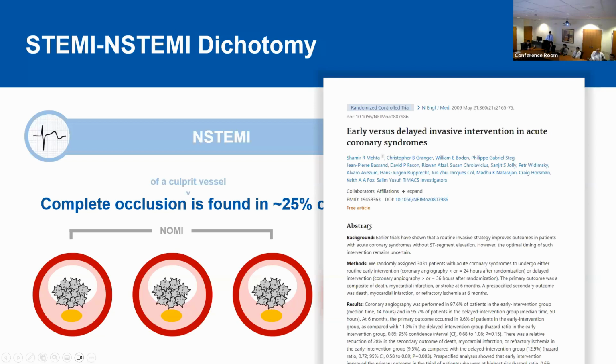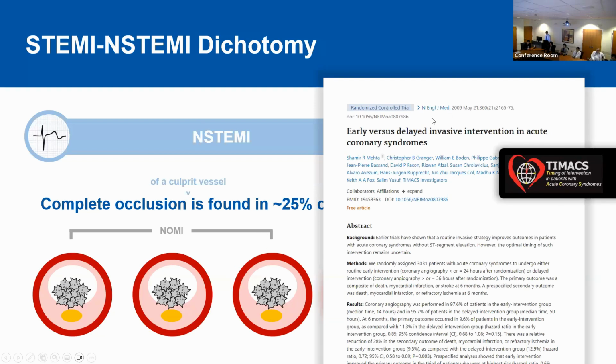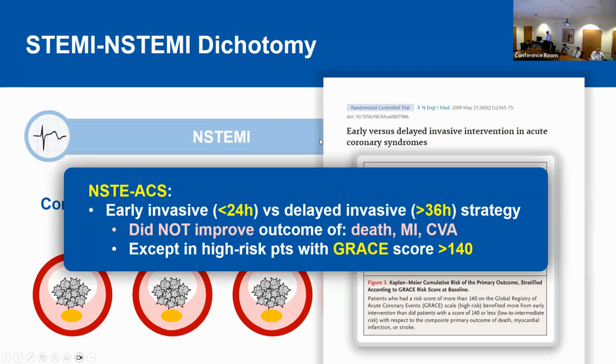So the reason that the guidelines have such confidence in this kind of conservative approach to NSTEMIs lies in 2 major trials, the first of which is the TIMACS trial that was published in the New England Journal in 2009. And in this trial, they looked at a cohort of NSTEMIs that were treated with either an early invasive approach, sometime less than 24 hours, or a delayed invasive approach, greater than 36 hours. And it turns out in the early arm, they tended to get revascularized within the first 14 hours or by hour 14, and in the later group, it was around hour 50.